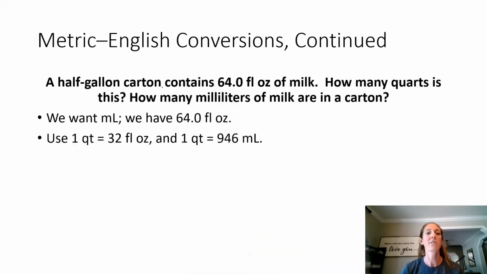Let's try this one. A half gallon carton has 64.0 fluid ounces of milk. How many quarts is this? And how many milliliters of milk are in the carton? So I'm asking you to do 2 questions. So pause the video real quick here and try your own calculations.